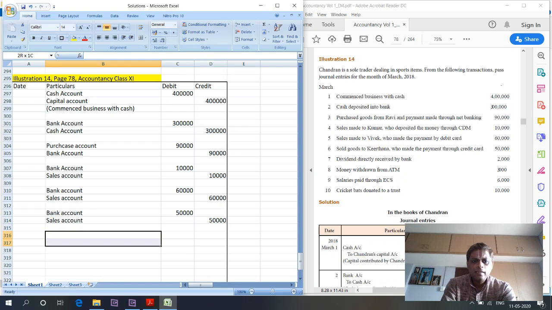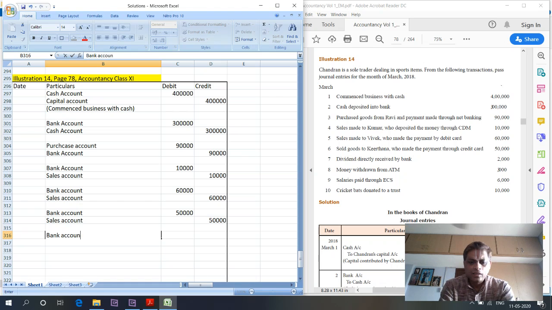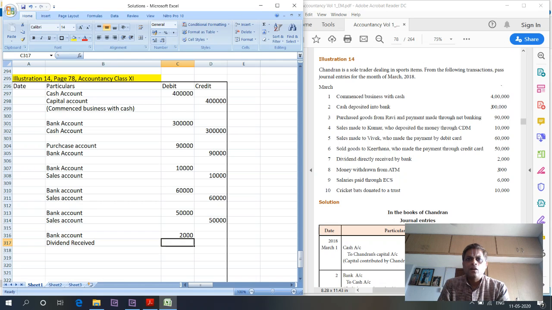Next journal entry is on 7th March, dividend directly received by bank. So it is an income that has come into the bank directly. So bank account debit again for 2,000 rupees and dividend received is an income. Remember the nominal account rule, credit all incomes and gains, 2,000 rupees.